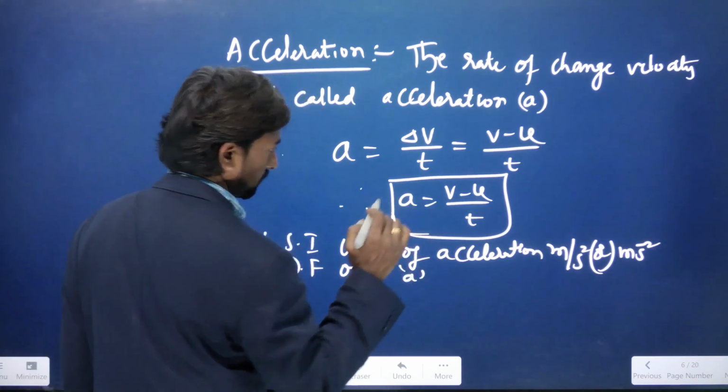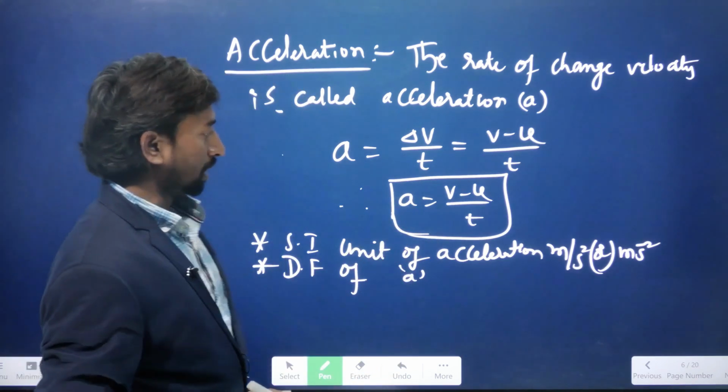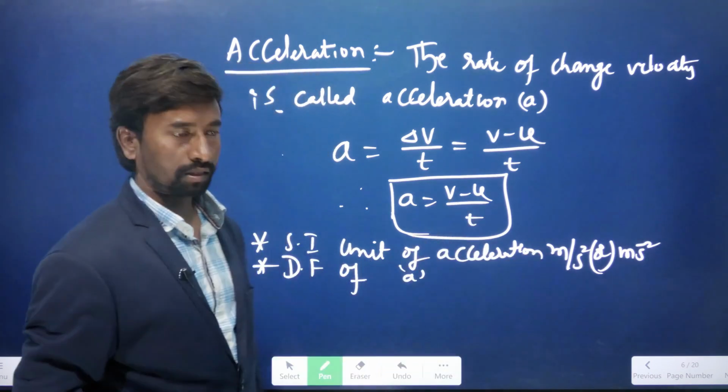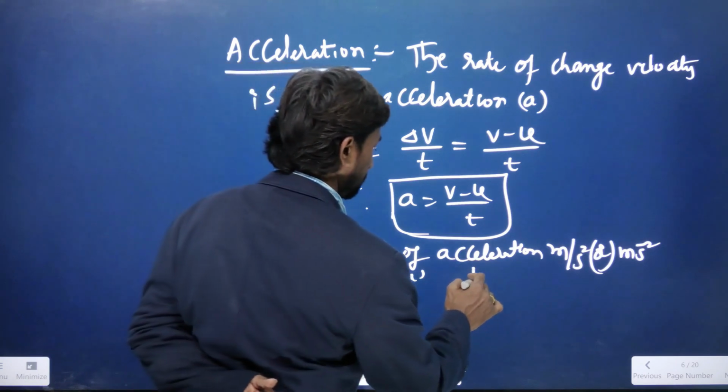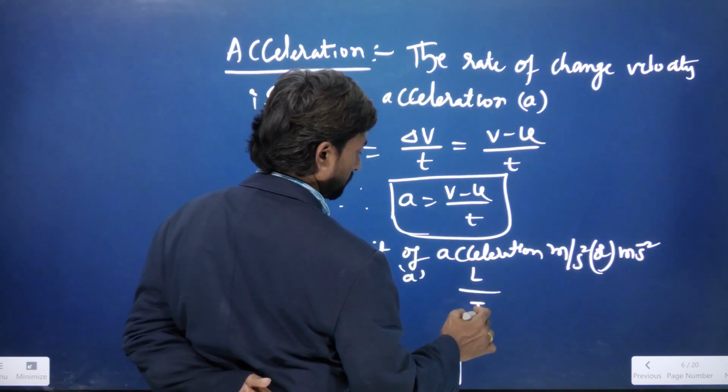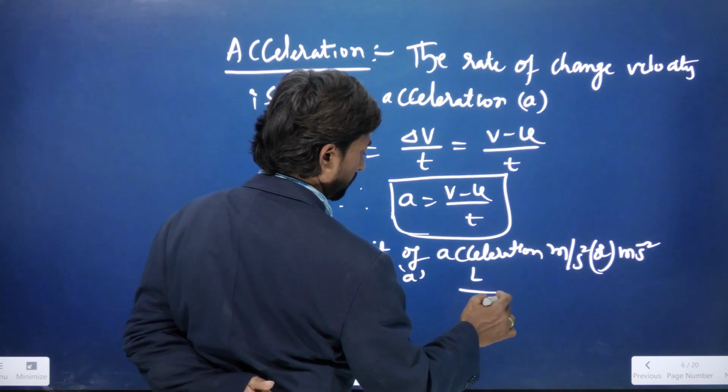Dimensional formula of acceleration. So dimensional formula we always get from the SI unit. SI unit is what? The meter per second square. Meter symbol is what here? Length, capital L, divided by second square. Second symbol is T, time. So power here 2 there.